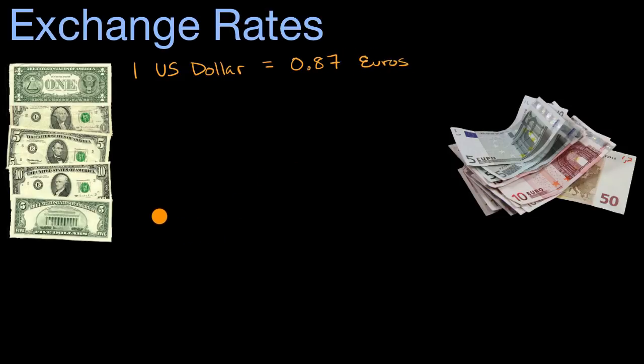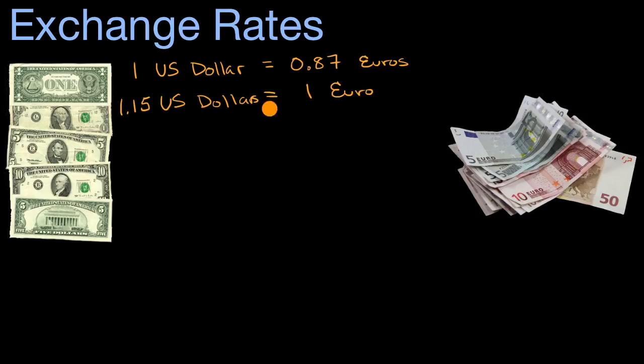Now, another way to express this is 1 euro is equal to how many US dollars? And if you know this first equation, you can figure out the second one. You would essentially just divide both sides by 0.87. If you divide this by 0.87, you get 1. If you divide 1 by 0.87, you're going to get approximately 1.15. And so at the time of this video, 1.15 US dollars is equal to 1 euro. Or another way to think about it is, if you took $1.15 in the US and converted it to euros, you would get 1 euro.